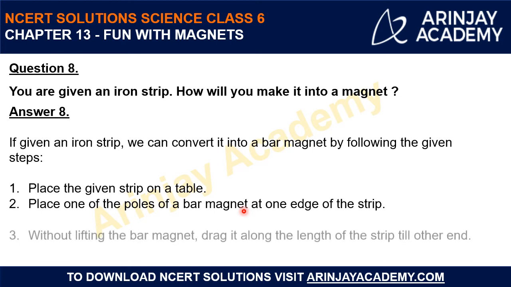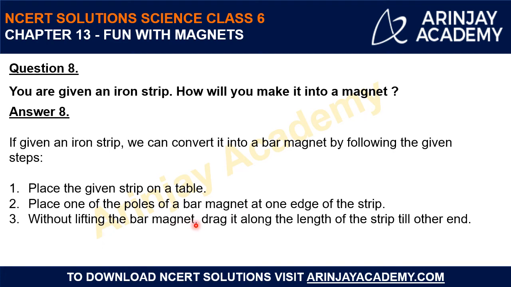Alright. Then the third step, without lifting the bar magnet, drag it along the length of the strip till the other end. Now जैसे ही आपने strip के एक end में north pole को place किया, you have to drag that magnet along the length of the strip without lifting. Do remember, आपको lift नहीं करना है bar magnet को, आपको simply उसे drag करना है along the length of the strip. Alright, and you have to do this till you come to the other end of the strip.